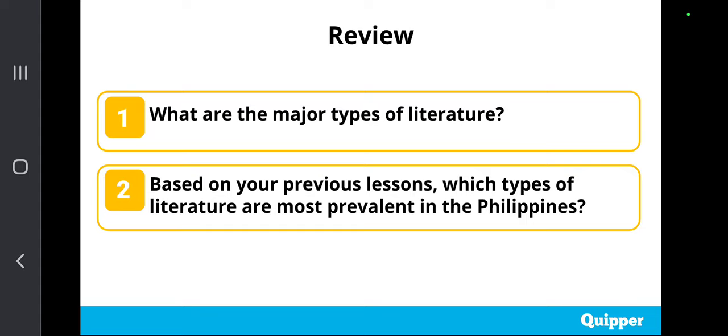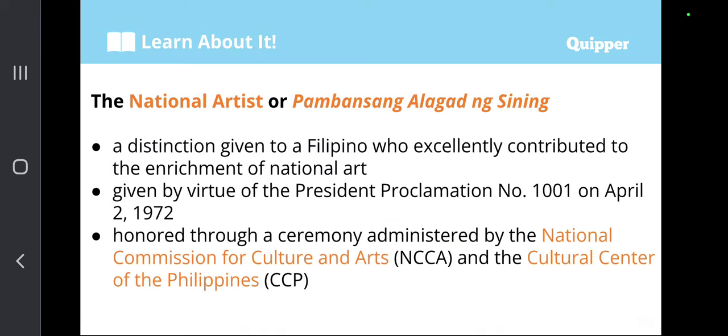So, let's first discuss all about the National Artist Award. This award is also known as the Pambansang Alagad ng Sining Award. When you become a national artist, you are now considered a Pambansang Alagad ng Sining. Meaning to say, this award is a distinction given to a Filipino who excellently contributed to the enrichment of national art. This is given by virtue of Presidential Proclamation Number 1001 on April 2, 1972, which intends to honor through a ceremony administered by the National Commission for Culture and Arts, or the NCCA, and the Cultural Center of the Philippines, or the CCP.